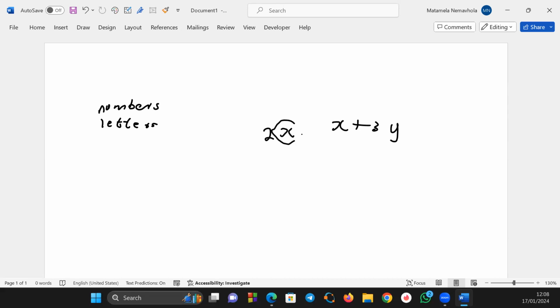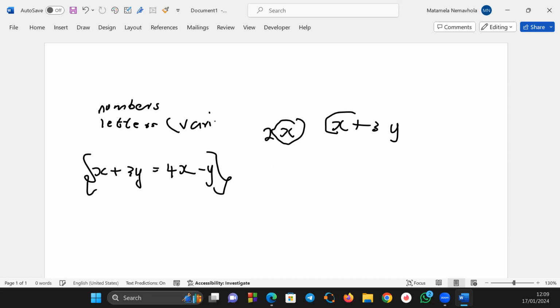Like when you see the x, you say, no, this thing is complicated. Maybe they give you a question x plus 3y equals, let's say, 4x minus y. So you don't have to be confused about this kind of equation. Here, when we say letters, we're gonna call them variables. Variables are the letters. So when we work with variables, you must know two things.